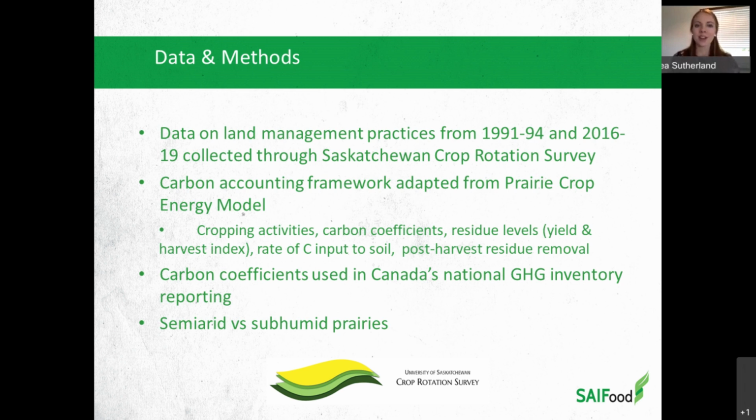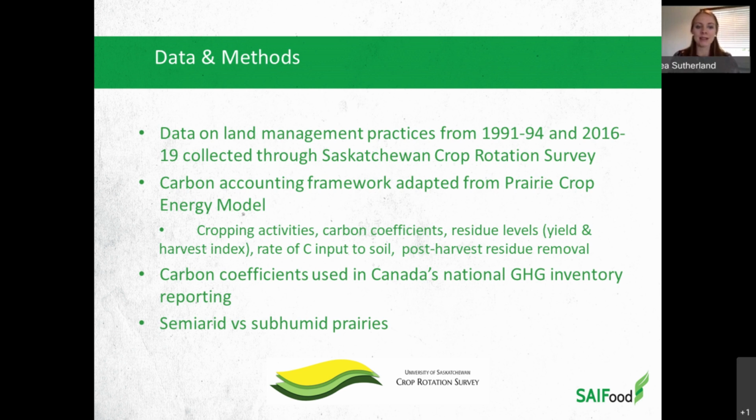I also used a set of carbon coefficients, which estimate how much carbon is input to the soil based on land management practices. I used crop residue levels, which is calculated using the crop yield and the harvest index, the rate of carbon input to the soil, as well as post-harvest crop residue removal techniques. So this was essentially whether farmers removed residues from their fields or left them there.